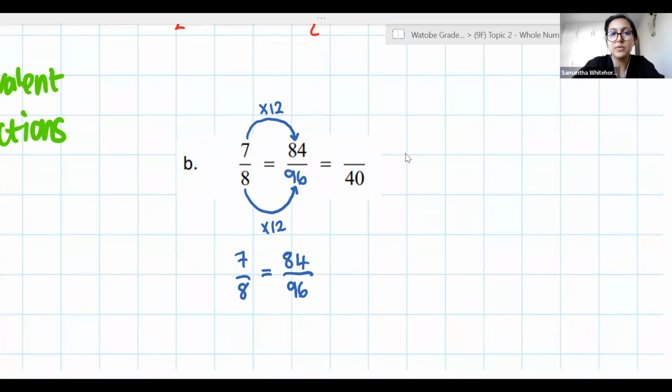Okay, now we still want to get this last fraction over here. Does anyone want to give that a try?